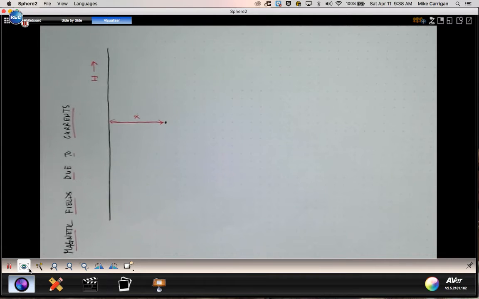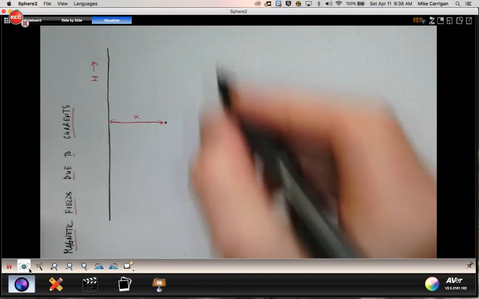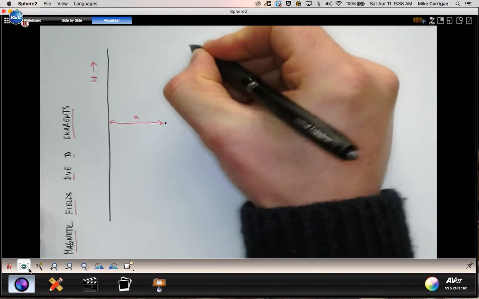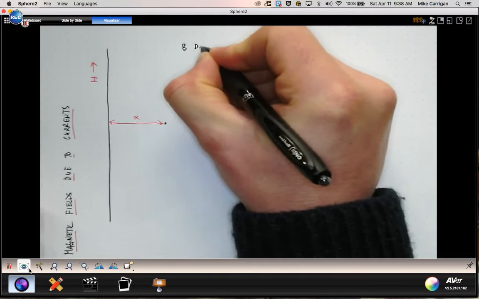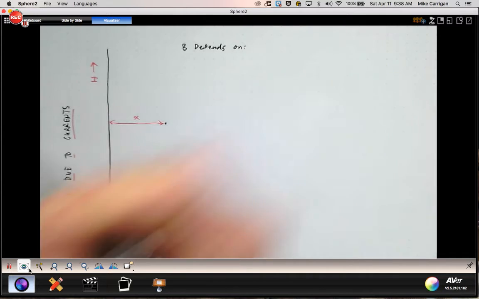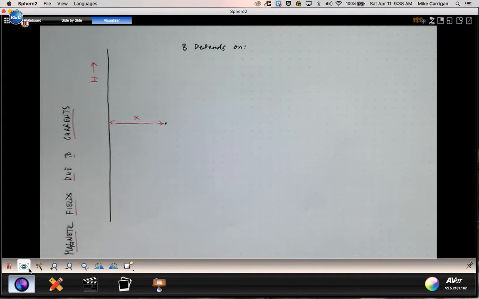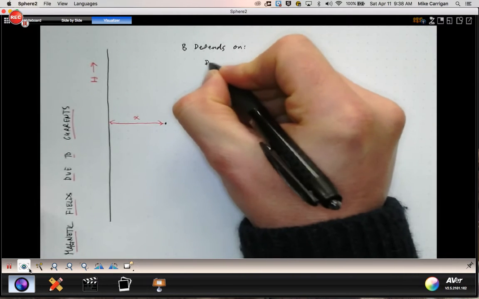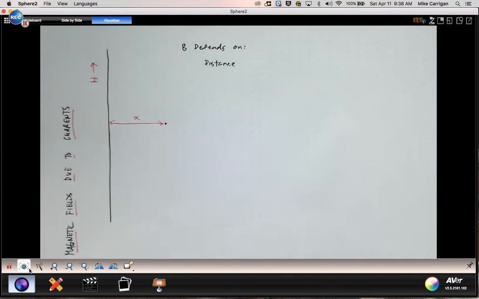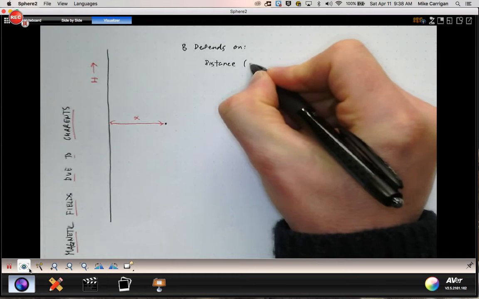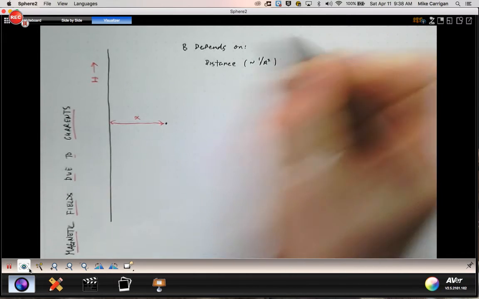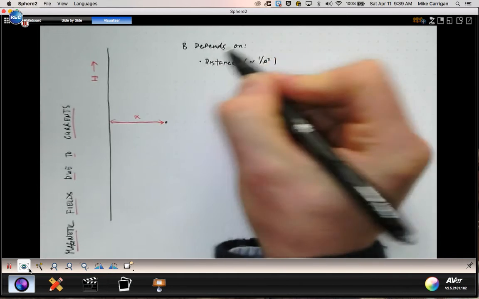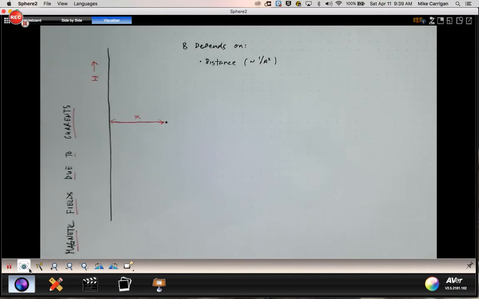Now, if we started just thinking to ourselves, what might the magnetic field depend on? What is it sensible to think that B would depend on? One of the things that it might be clear that B should depend on is the distance x. And it also might make sense that there should be an inverse square law, that it should somehow be proportional to 1 over r squared. Since we've seen that a lot, it's predictable that we would see that, and in fact, we will see that. So it should depend on distance.